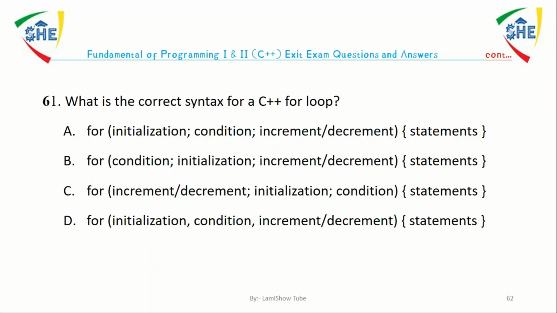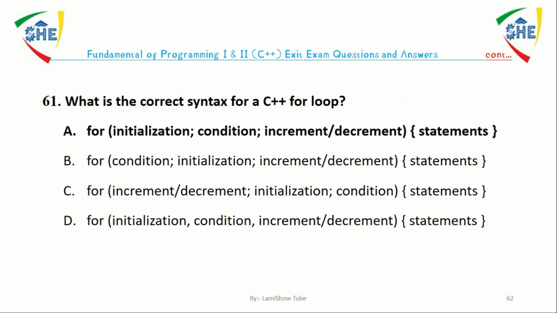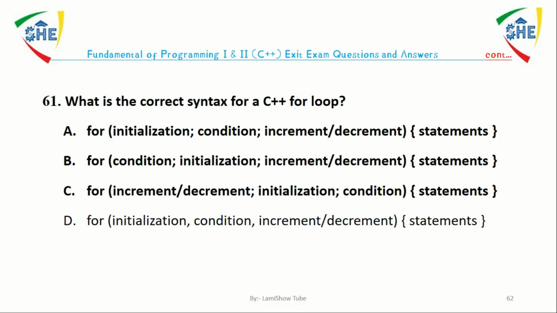Question number 61. What is the correct syntax for a C++ for loop? The answer is A. The correct syntax for a for loop is for, in the brackets initialization; condition; update. Update means increment or decrement. Then we have a statement in curly braces.